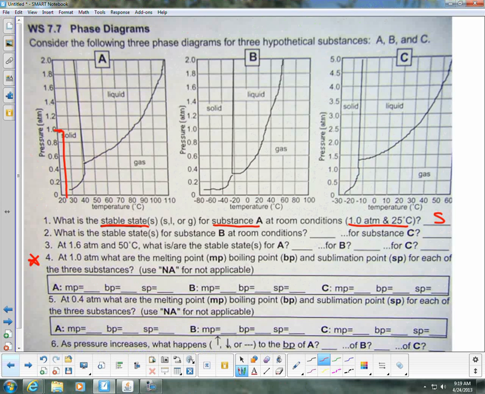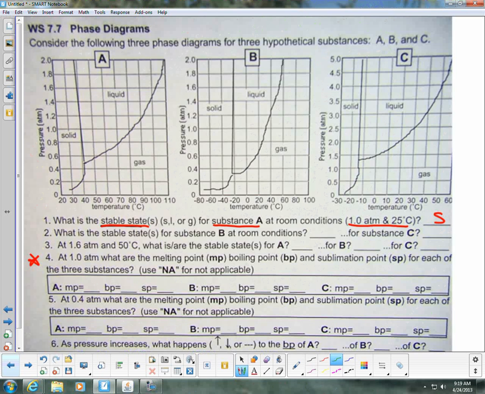What does MP stand for? What is BP standing for? Boiling point. What does SP stand for? Sublimation point. Now, if I have a melting and a boiling point, will I have a sublimation point? No, because that means I am up here on the graph. And the sublimation point's down here, right? So if I have a sublimation point, am I going to have a boiling and a melting point? No.